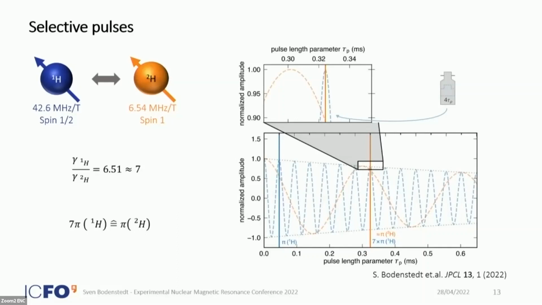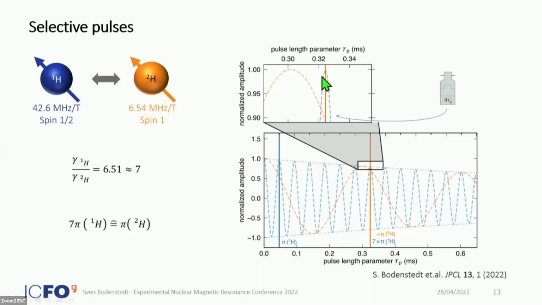And if you do that, what is plotted here on the x-axis is the length of the pulse. The blue one is the protons, so you see you get Rabi oscillations, and the orange line is the same for the same amplitude of the field for deuterium. You see that you get a much slower oscillation. And if you look at exactly this condition where you apply a 7 pi rotation on protons, you see that it is almost a pi rotation on deuterium, but not exactly.